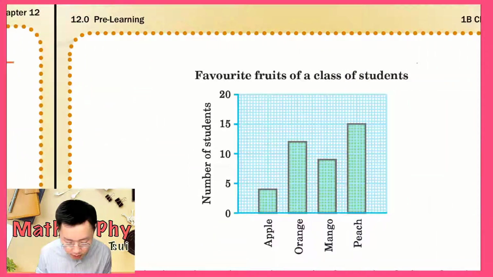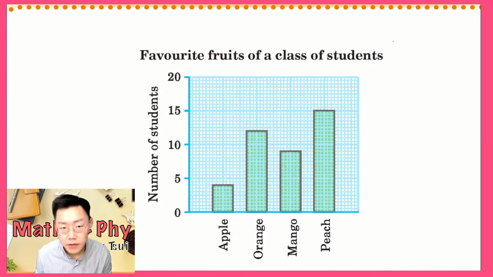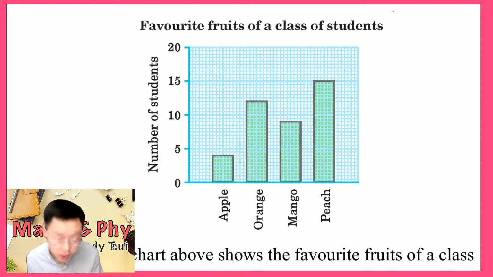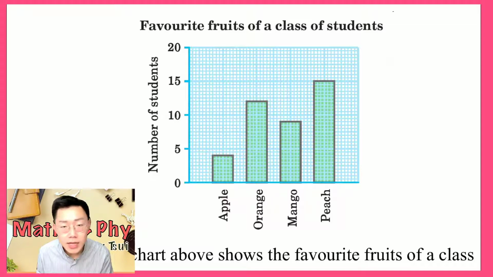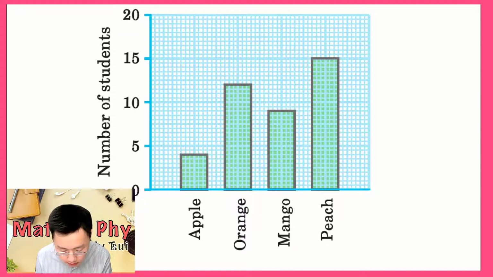I can show you this one is a bar chart, and usually for diagrams about statistics, we would like to write down the name. For this bar chart, the name is the favorite fruits of a class of students. For example, you can see apple, orange, mango, and peach. The different bars show the numbers of students that like each of the fruits.